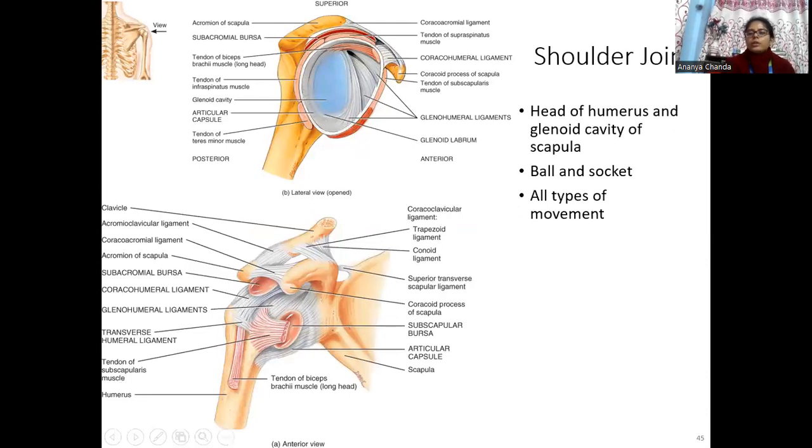Then comes the shoulder joint. This shoulder joint is formed by the head of the humerus and the glenoid cavity of the scapula. That is a ball and socket joint, so all types of movement are possible in the shoulder joint.